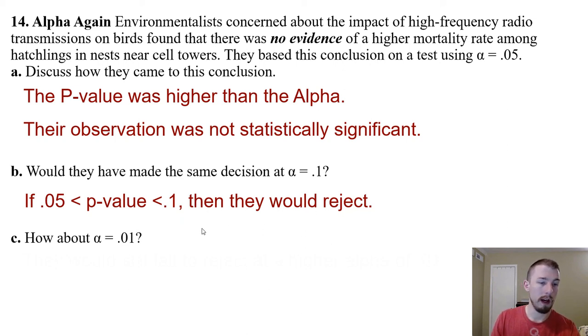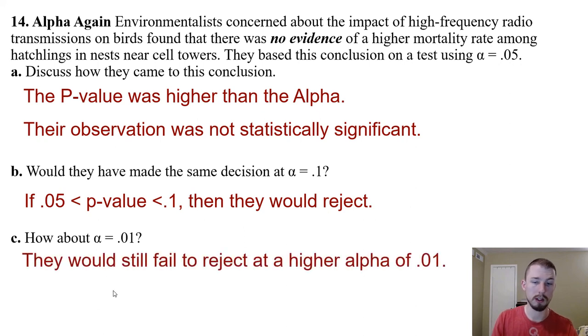All right, what about an alpha level of 1%? Well, 1% is an even stricter burden of proof. Instead of saying higher or lower, it's probably better to say stricter or looser burden of proof. So this is an even stricter significance level. If we could reject it with 5%, we certainly can't reject it with 1% now. So they would still reject it with a higher or more significant alpha level of 1%.